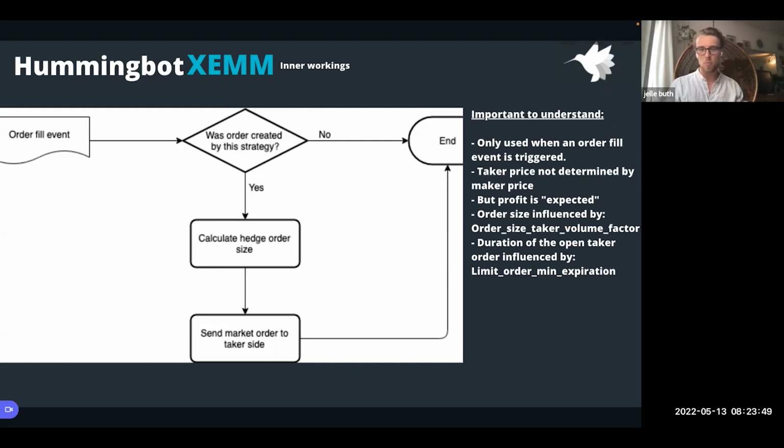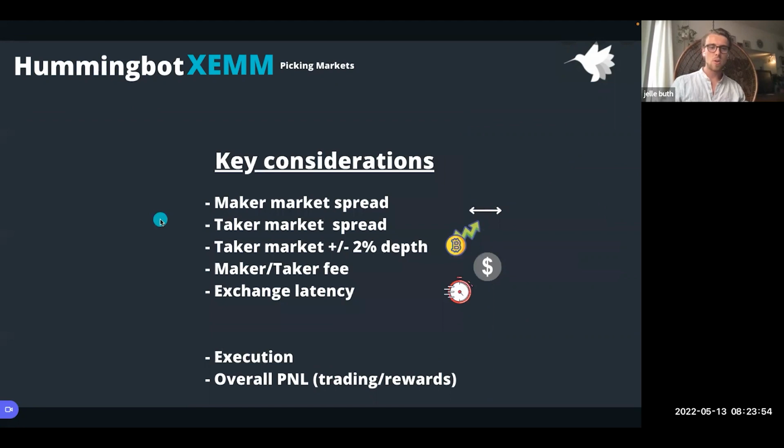It could also be that it would be with a loss if the price has already moved too far. So now we know a little bit about the inner workings, like how does it work under the hood. We'll go into some key considerations when you actually want to start your strategy. We'll go over market spread, how you pick your markets, which is determined by the market maker spread, your taker spread. Order book depth is really important. And of course, you take into account the maker and taker fees and exchange latency.